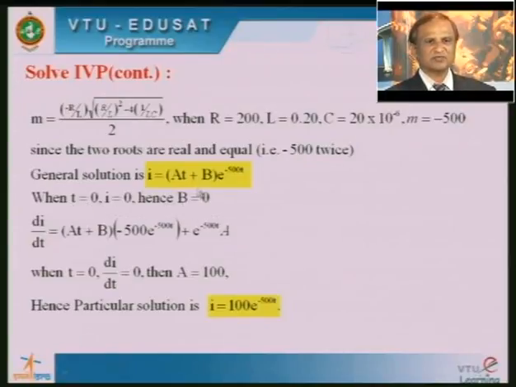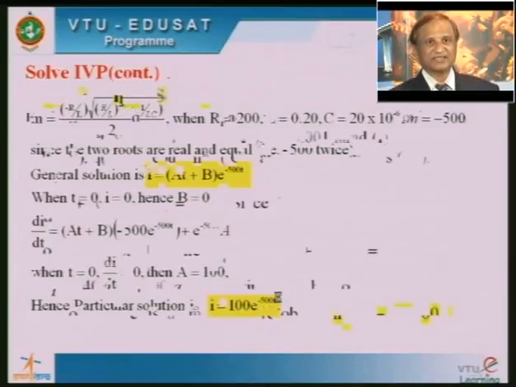So you can obtain b is equal to 0, and you can differentiate this equation with respect to t. You will get di by dt, because they have given one more condition. Now I want to use that condition. So at t is equal to 0, di by dt is equal to 0, and I hope after simplification you will get a is equal to 100. Is it clear? Now I will replace b by 0, a by 100, and I can obtain I is equal to 100 into e to the power minus 500 t.